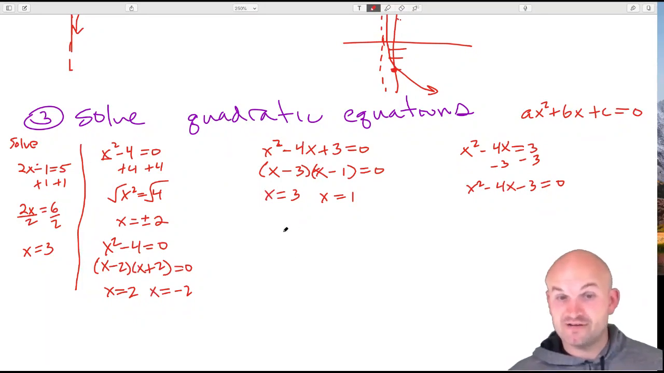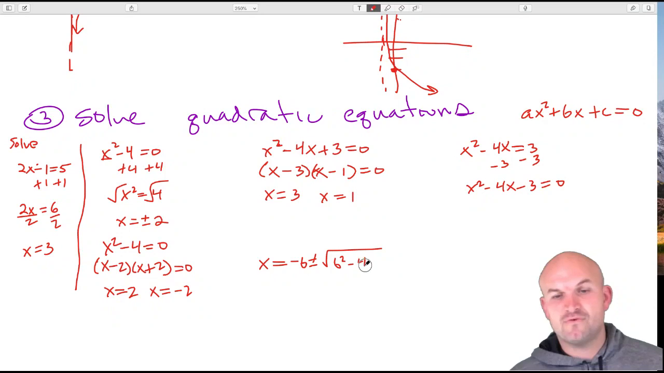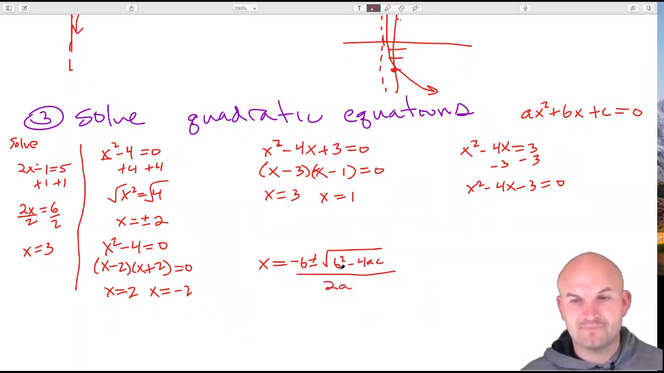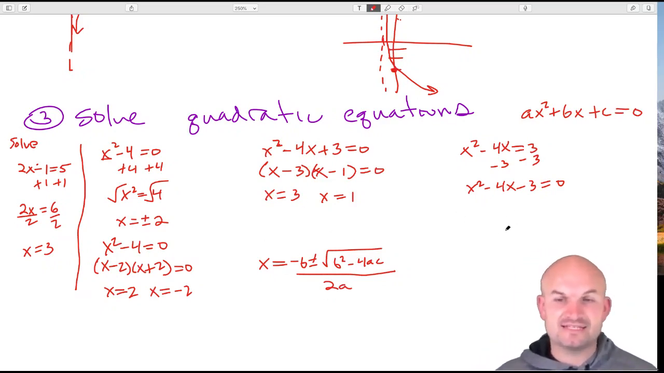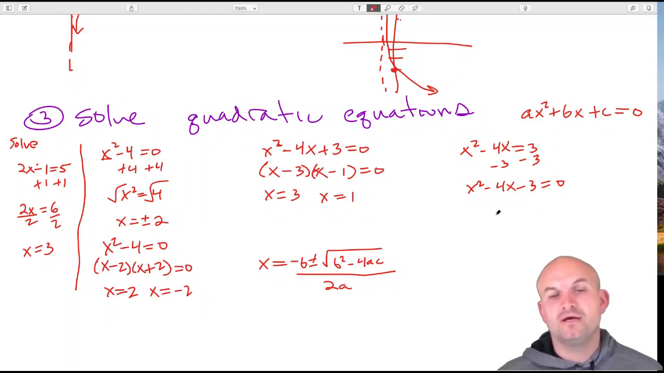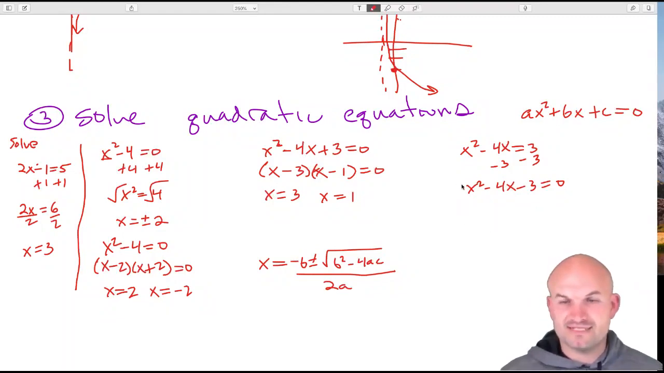So when I have a quadratic, ax squared plus bx plus c equal to 0, I can use the quadratic formula. The quadratic formula says the solutions to a quadratic are going to be the opposite of b plus or minus the square root of b squared minus 4 times a times c, all over 2 times a. Again, we're trying to solve for x, the values of x that make that equation true.